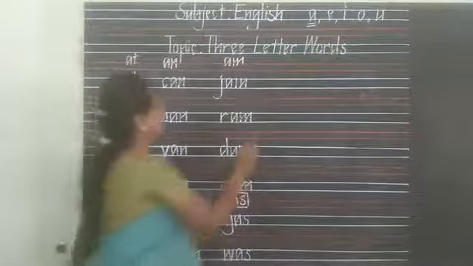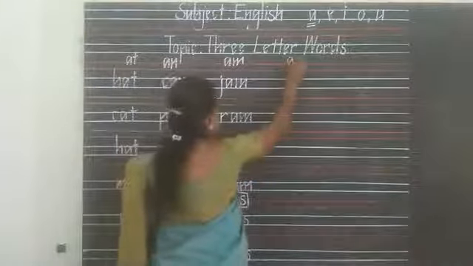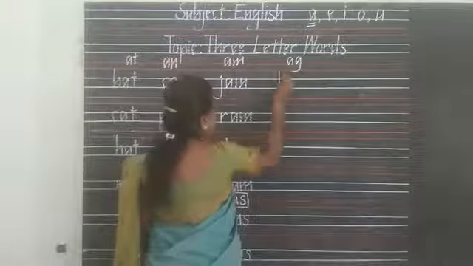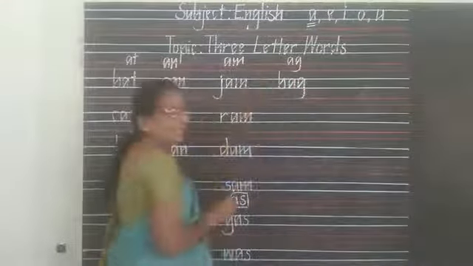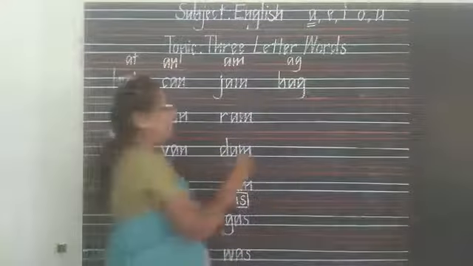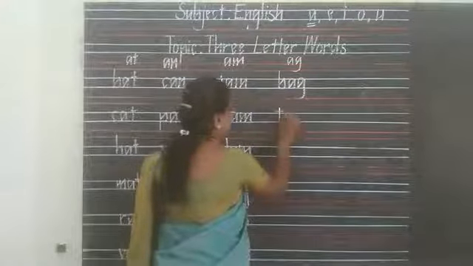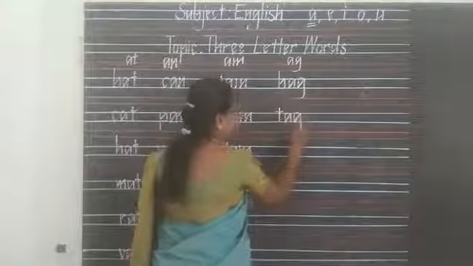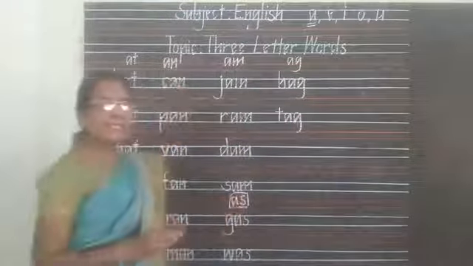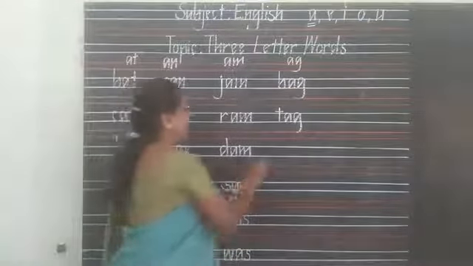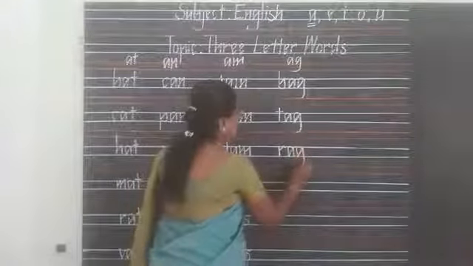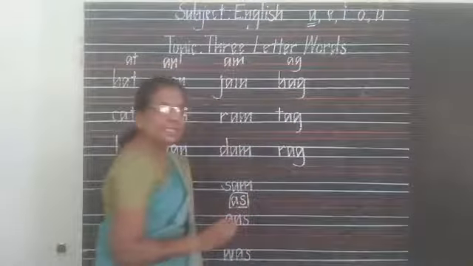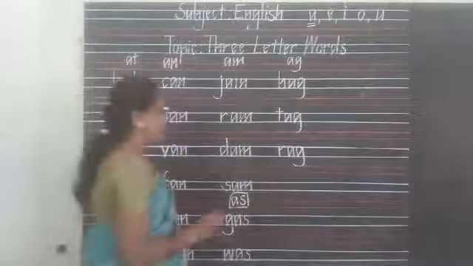Next, A G group of words. B A G, bag. T A G, tag. R A G, rag.